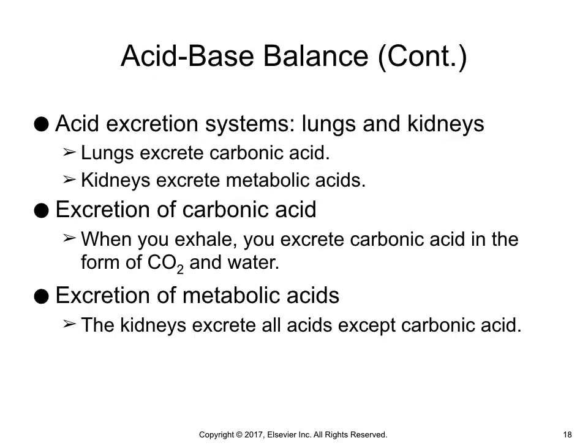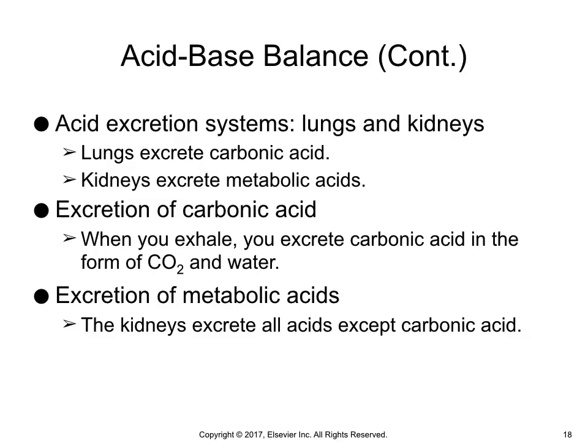The body has two acid excretion systems, the lungs and kidneys. The lungs excrete carbonic acid, and the kidneys excrete metabolic acids. When you exhale, you excrete carbonic acid in the form of carbon dioxide and water. If the PaCO2 rises, the chemoreceptors trigger faster and deeper respirations to excrete the excess. If the PaCO2 falls, the chemoreceptors trigger slower and shallower respirations, causing more carbon dioxide to be produced by the cells that remain in the blood.